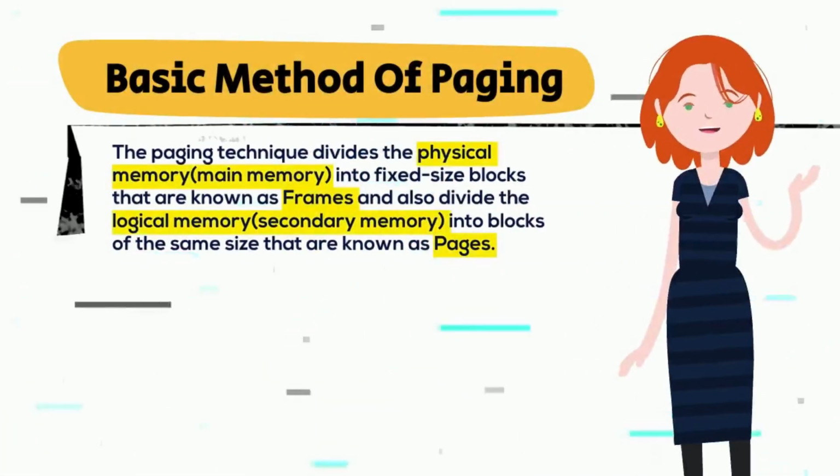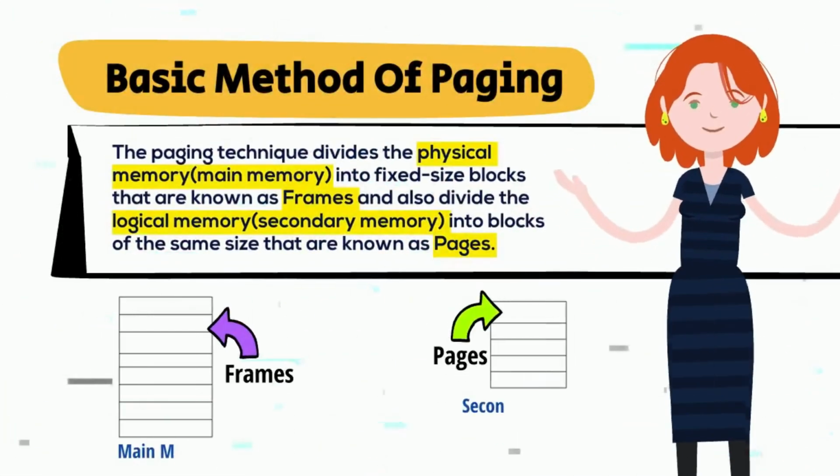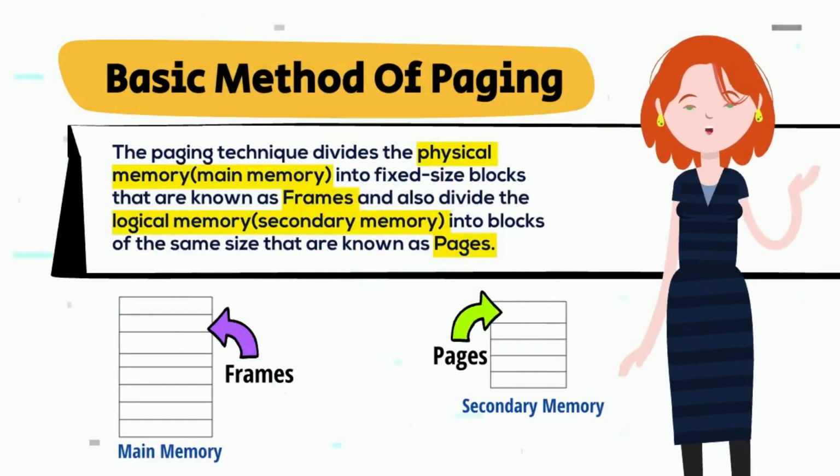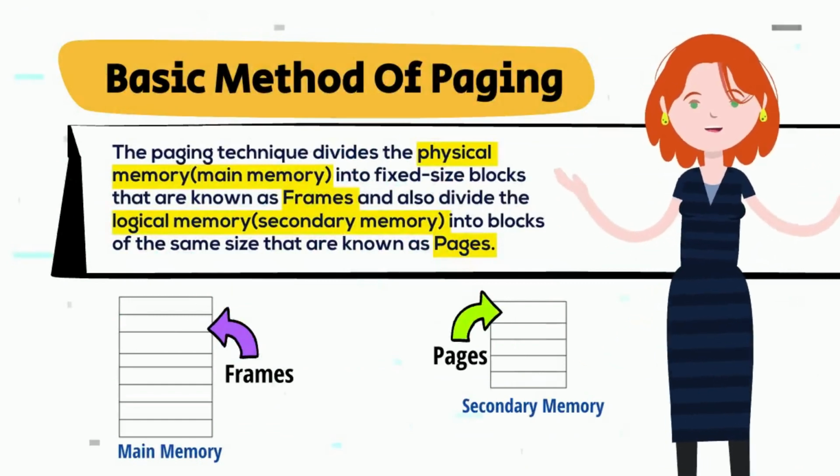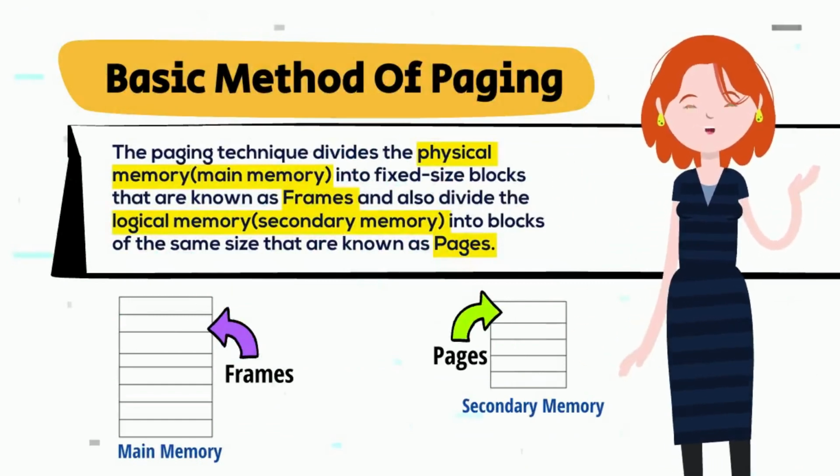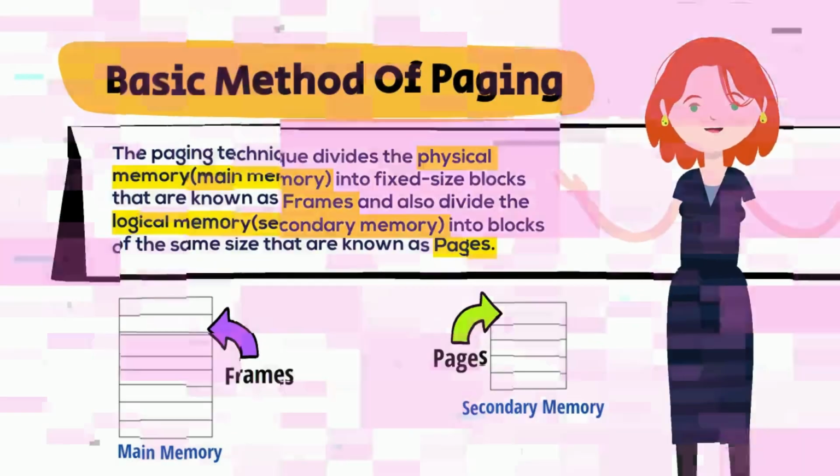The paging technique divides the physical main memory into fixed-size blocks that are known as frames and also divides the logical secondary memory into blocks of the same size that are known as pages.